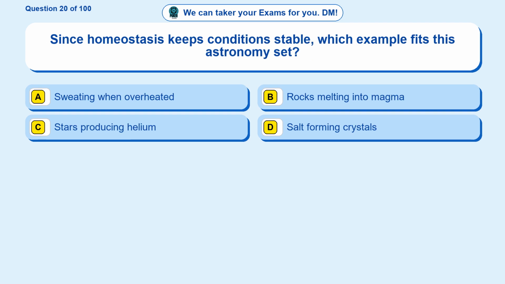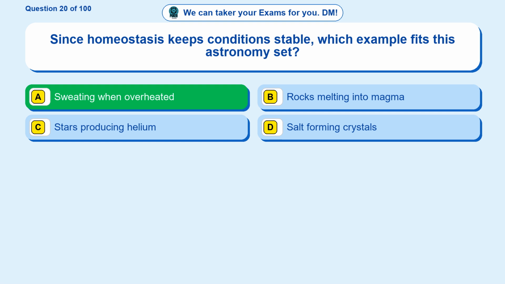Question 20. Since homeostasis keeps conditions stable, which example fits this astronomy set? Option A. Sweating when overheated. Option B. Rocks melting into magma. Option C. Stars producing helium. Option D. Salt forming crystals. The correct answer is option A.